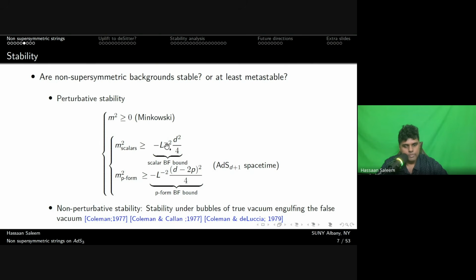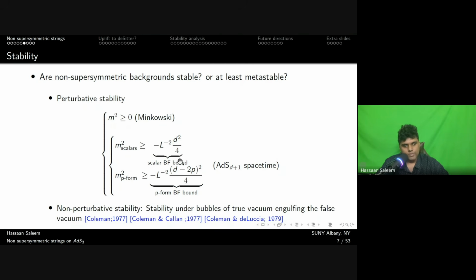So the bound becomes -4 divided by L squared. But if your fluctuation is not a scalar, if it's a p-form, then you have to include this p here as well. So both of these are called BF bounds. Stability for an AdS background means that all the fluctuations are above or at these bounds.